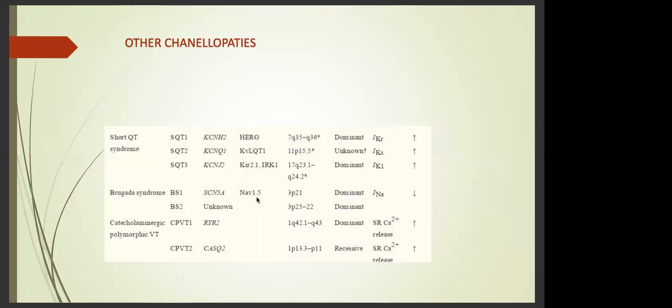There are various other channelopathies as well, like the short QT syndrome. And there's also Brugada syndrome, which is the one with SCN5A, and there is also catecholaminergic polymorphic ventricular tachycardia, which can be associated with ryanodine receptors.